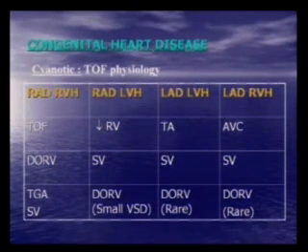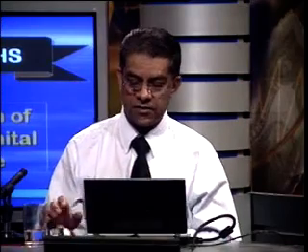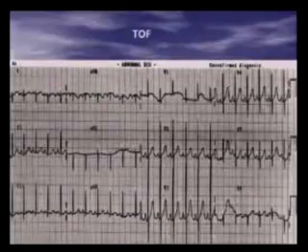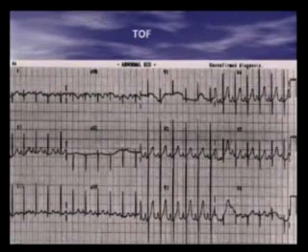So single ventricle ECG, it is typically said, can mimic any type of ECG, whether it is RAD LVH, LAD LVH or LAD RVH. So single ventricle always becomes an important diagnosis in these patients. An example of tetralogy physiology, as I showed you, RAD and right ventricular forces.